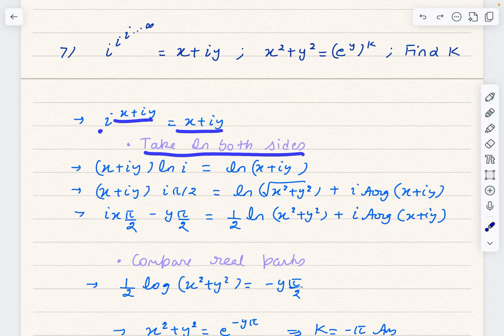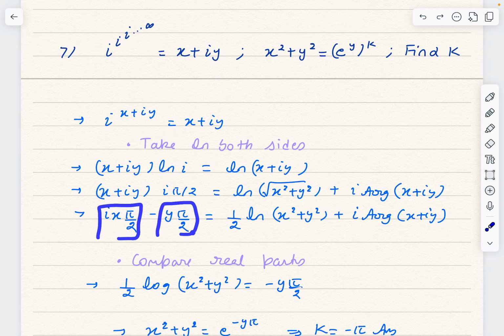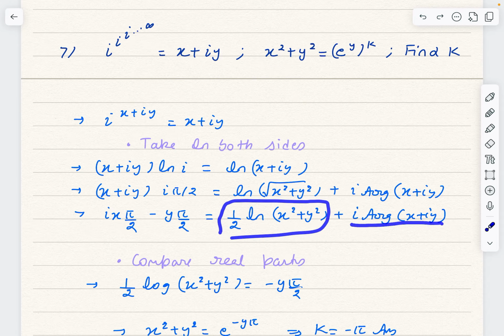Take ln both sides. We get x plus iota y into ln iota equal to ln x plus iota y. Now ln iota, we discussed already, is iota pi by 2. And this side has a complex number. I told you ln of a complex number will be ln of its modulus plus iota times its argument. If you simplify the left side, you get iota x pi by 2 minus y pi by 2. Right side, take half outside: half ln x square plus y square plus iota argument of x plus iota y.